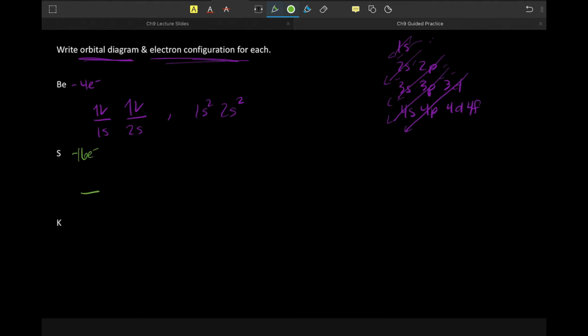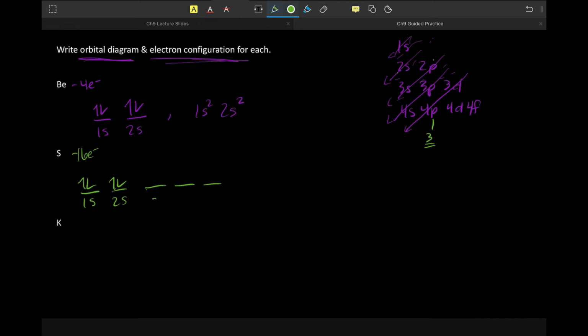So again, we start at 1s, 2s. After 2s, we go to 2p. This is where you have to remember, p's come in a set of 3 orbitals. So 1, 2, 3. These would be our 2p, 2p, 2p. Again, we would spread 1 to each, and then we would go back and pair. How many electrons have we housed? 10. After 2p comes 3s.